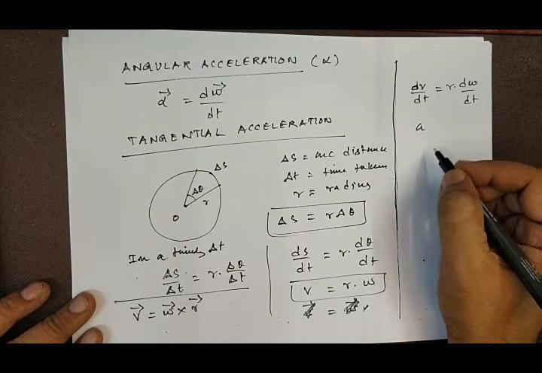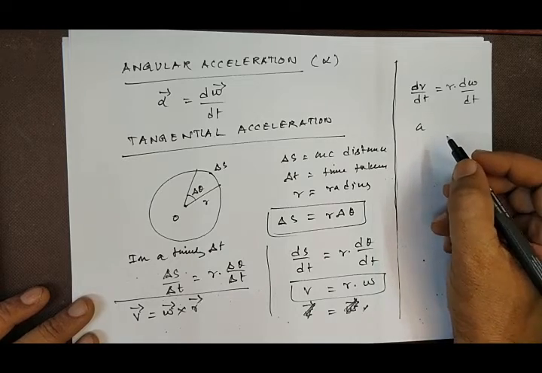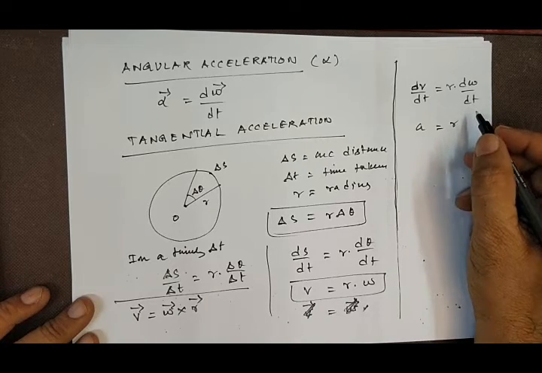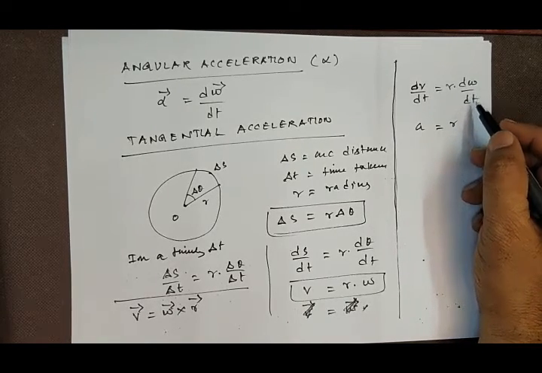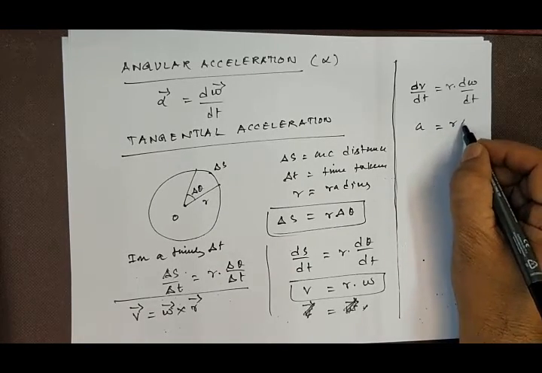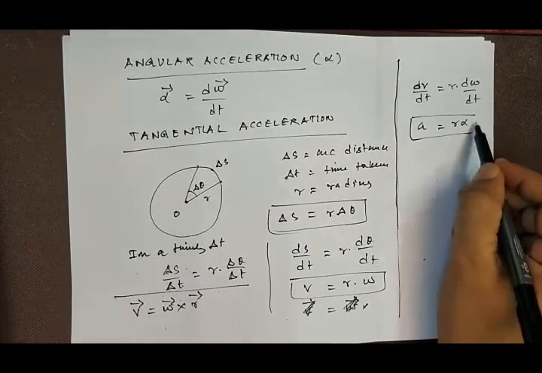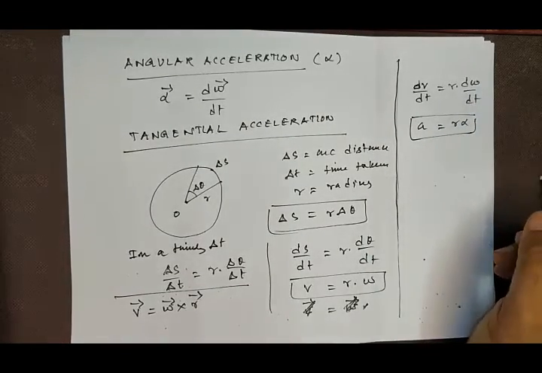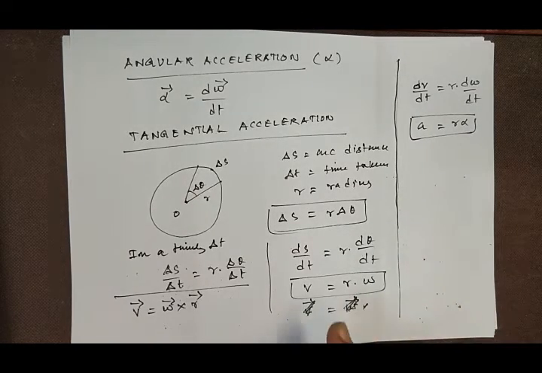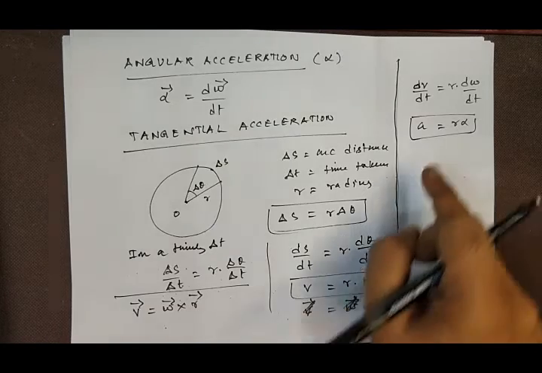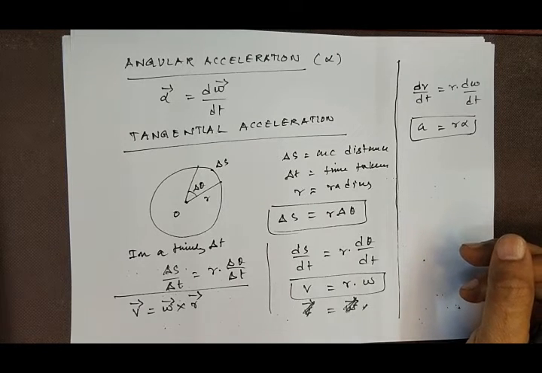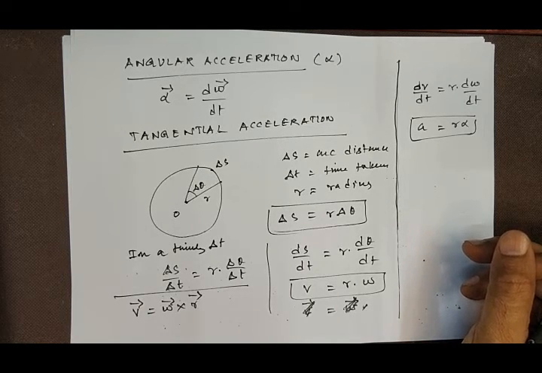Is it not? This is the linear one at time t, that is equal to r, and d omega divided by dt is alpha. So a is equal to r alpha. d omega divided by dt is equal to alpha. Therefore, a is equal to r alpha. Now we have two equations. One is v is equal to r omega and a is equal to r alpha. So this is called tangential acceleration experienced by an object.